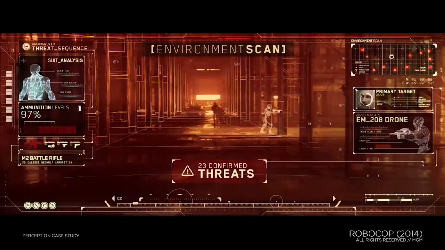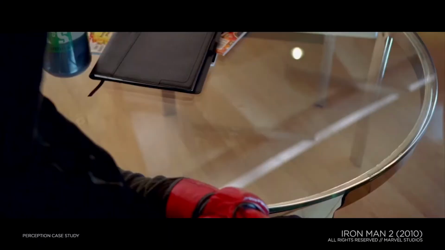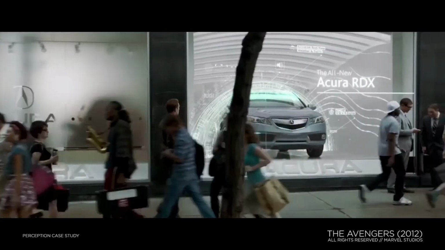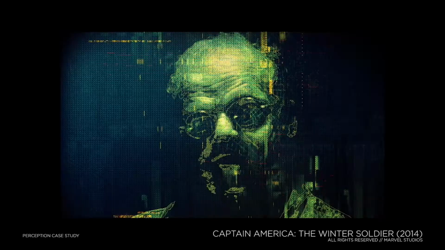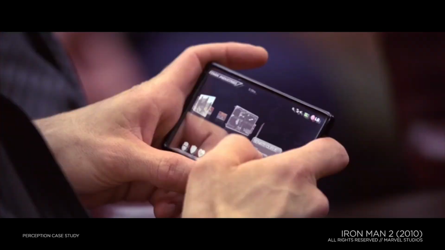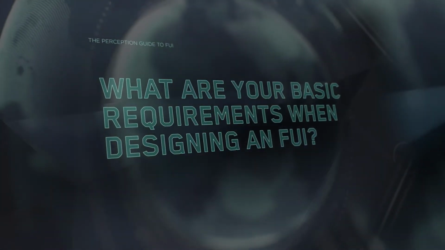Each of us has had quite a bit of experience working on a number of different films, from Iron Man 2 to Avengers, Captain America Winter Soldier, RoboCop, Europa Report, Men in Black, making these futuristic displays appear on screen and tell the story, move the plot along, create a futuristic context, and also hopefully look cool while doing it. So what are your basic requirements when you're designing an FUI?